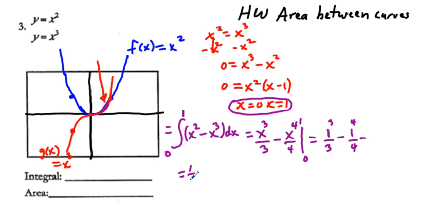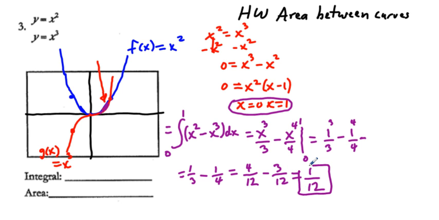So we're going to have 1/3 minus 1/4. And our common denominator between these two, 3 and 4, is 12. So 1/3 is going to be 4/12, and 1/4 is going to be 3/12. So our answer is going to be 1/12. That is the area between these two curves. We can see it is a very small area. Let's go on to number 5.